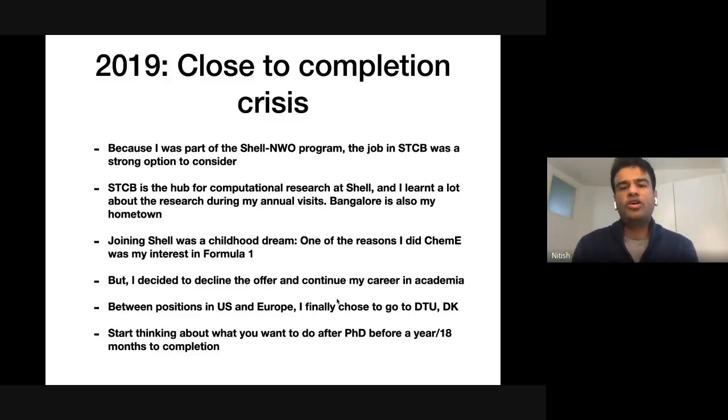And typically, it's good to always have some options because then it gives you possibilities to decide exactly where you want to go. So you can weigh the pros and cons and then come to a decision.